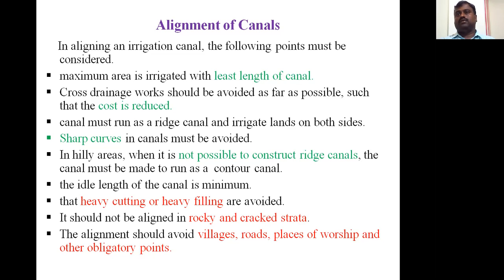Also, as far as possible, the canals must run as ridge canals. As we know, the ridge canal is capable of irrigating both side areas. So it must run as a ridge canal, and also sharp curves must be avoided. And in hilly areas where it is not possible to construct a ridge canal, the canals must be taken as contour canals.